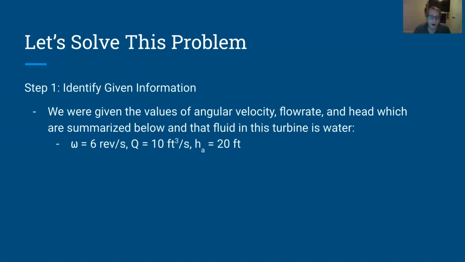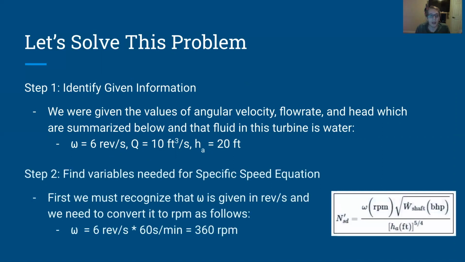So to solve this problem, step one is to identify the given information. I find it helpful to summarize the information we've been given so we know what we have and what we need to solve for. So we know that we've been given the angular velocity, the flow rate, the head, and that the fluid that's going to be flowing through this turbine is water.